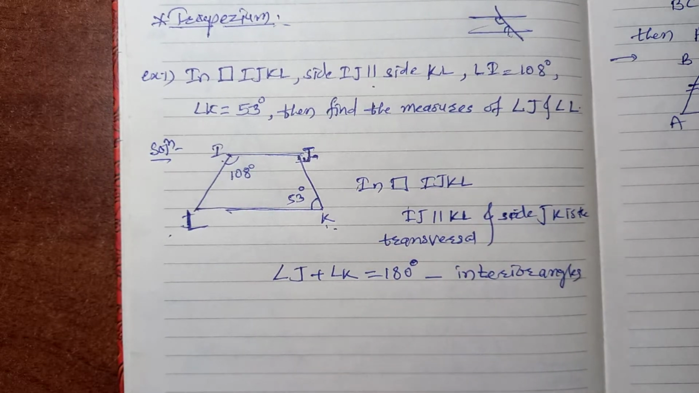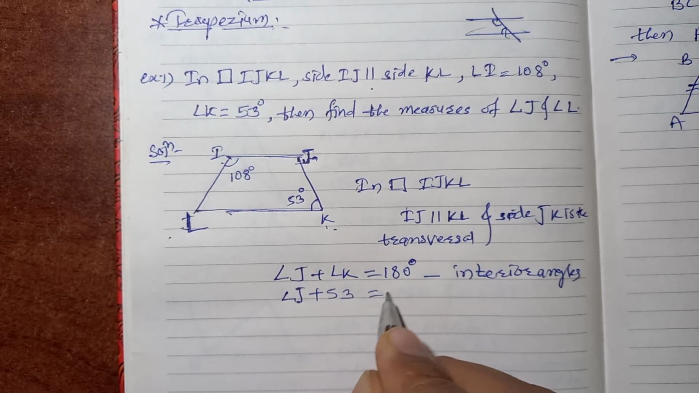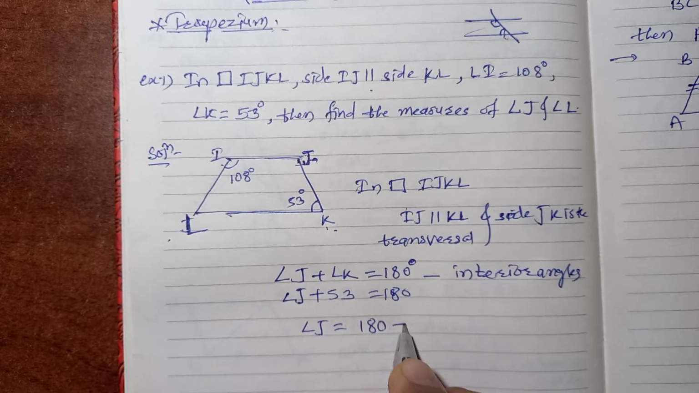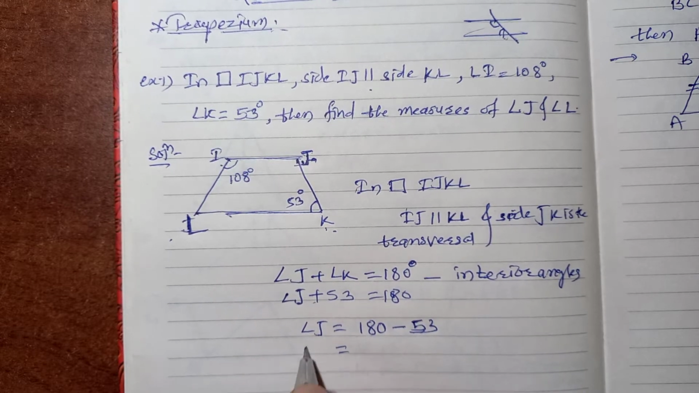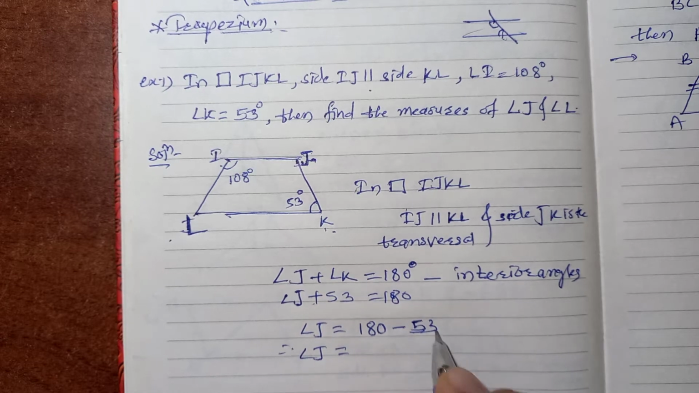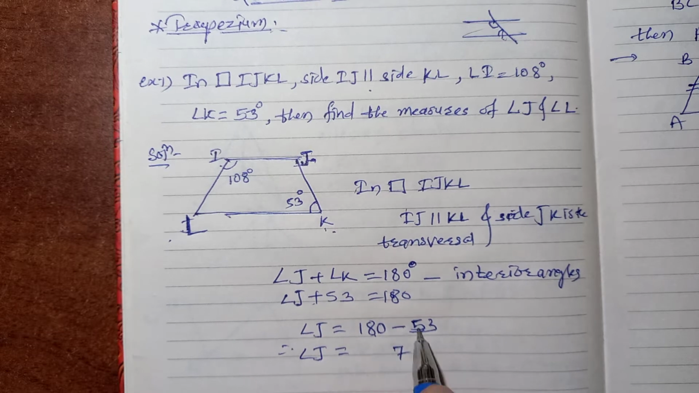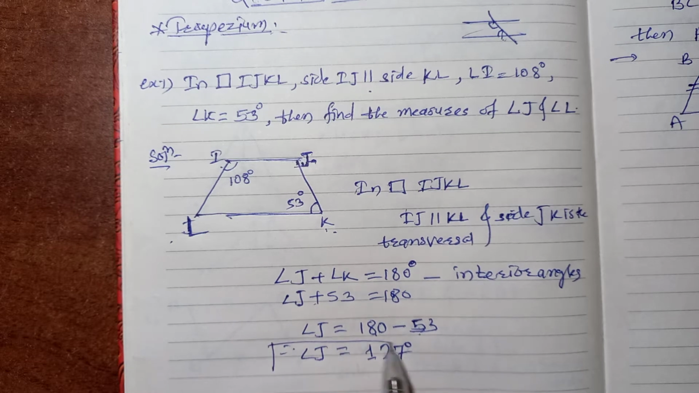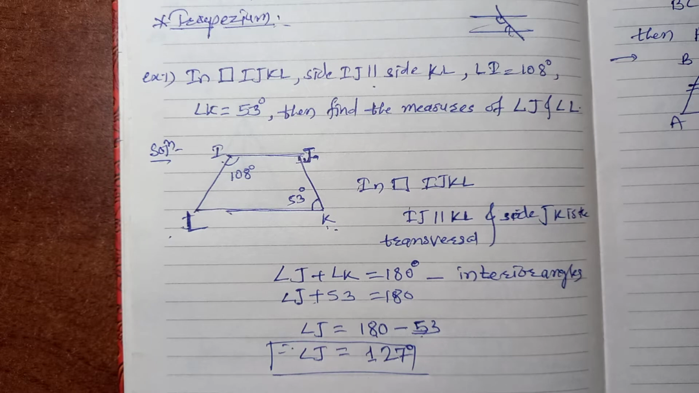So angle J plus 53 is equal to 180. So angle J is equal to 180 minus 53. This 53 is plus, and when it goes to that side, it is minus. So 180 minus 53: 10 minus 3 is 7, carry on here, 8 minus 6 is 2, and this is 1. So angle J is 127 degrees.